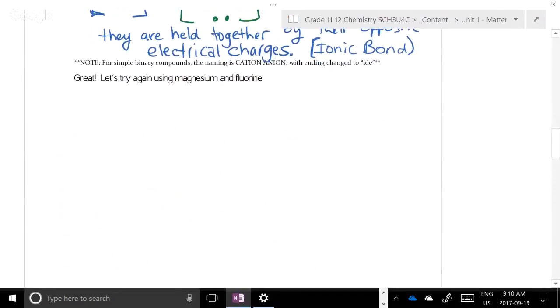Okay. Well, let's do the same thing again, this time with magnesium and with fluorine. Okay, let's do that. So I want you to draw a Lewis structure for magnesium and a Lewis structure for fluorine. Go ahead and do that. No problem. Magnesium is right here, and fluorine is right there. So Mg and F.